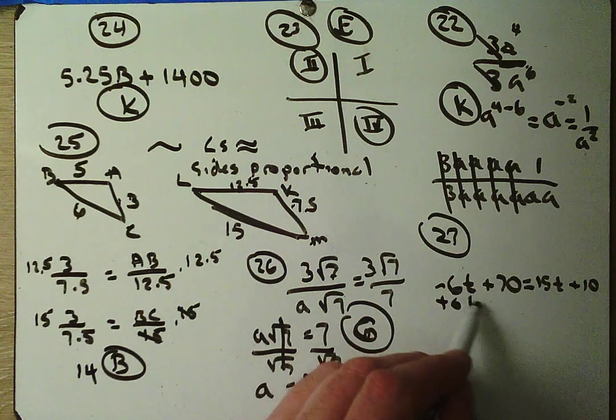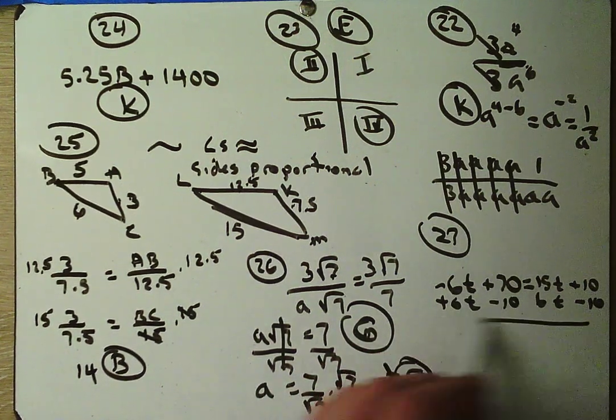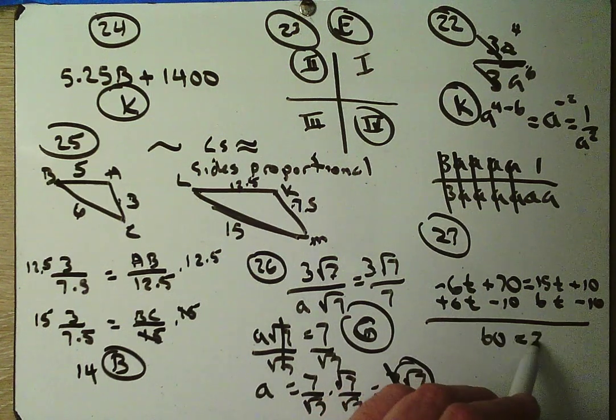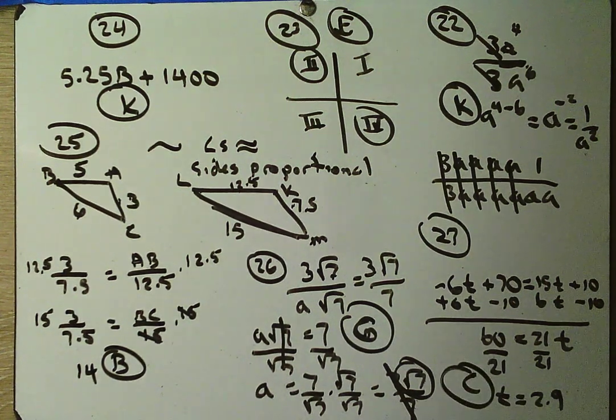I'll add 6t to both sides. I'll subtract 10 from both sides. I'll get 60 equals 21t, and when I pull out my calculator to do 60 divided by 21, I get t is approximately 2.9. That's why C is my answer for 27.